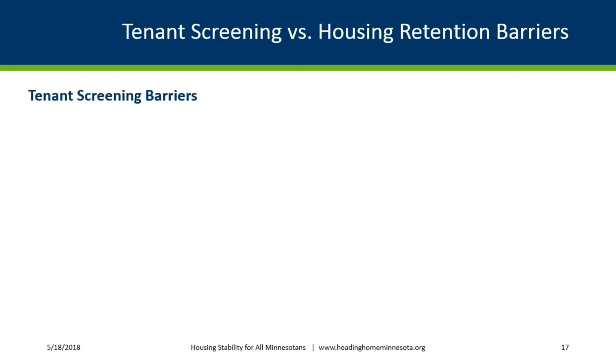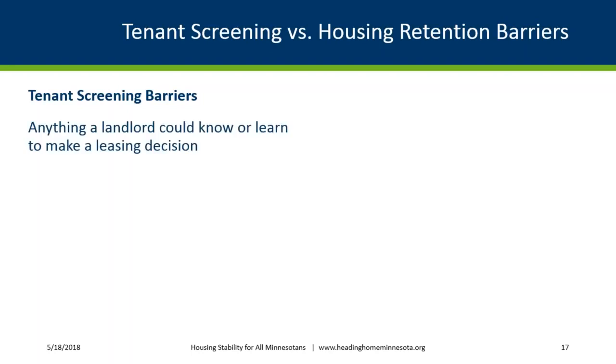So we start by thinking about things in terms of what we call tenant screening barriers, the things that landlords are actually looking for when they're deciding who to rent to. And we need to know the same things that the landlords are likely to know. And those are things like, what's going on with income, right? Can you pay the rent? What's going on with their credit?